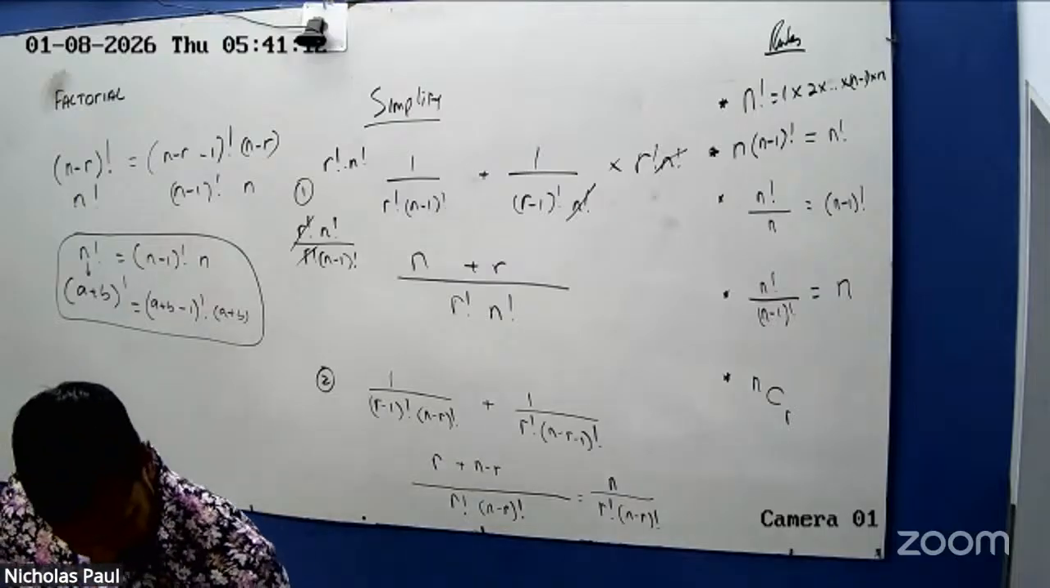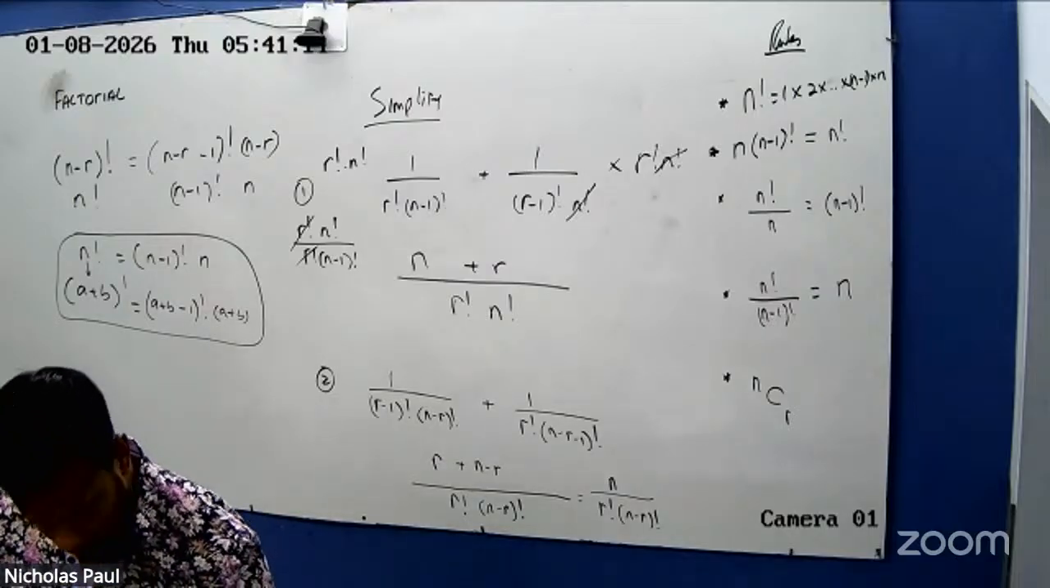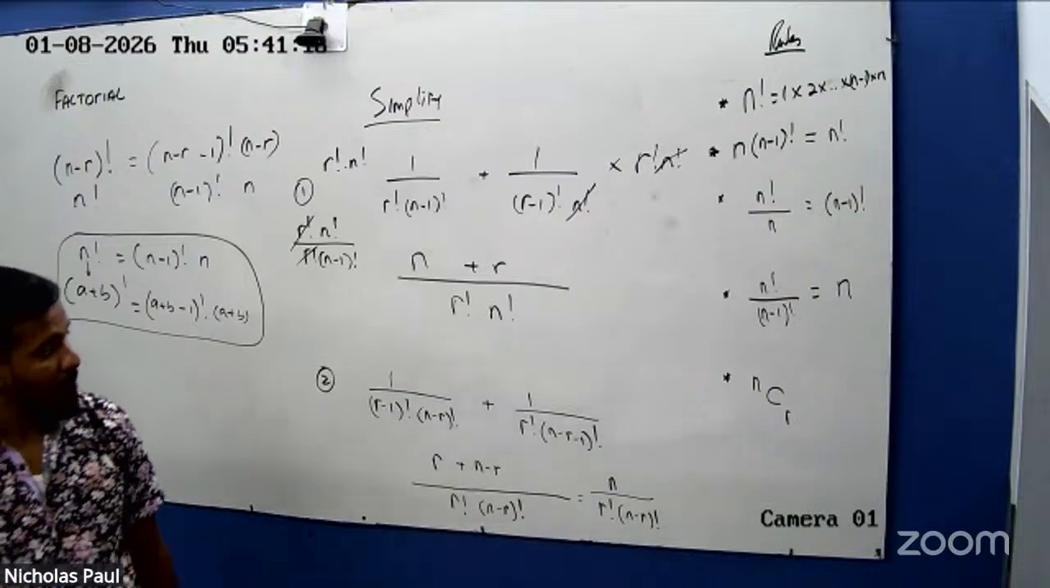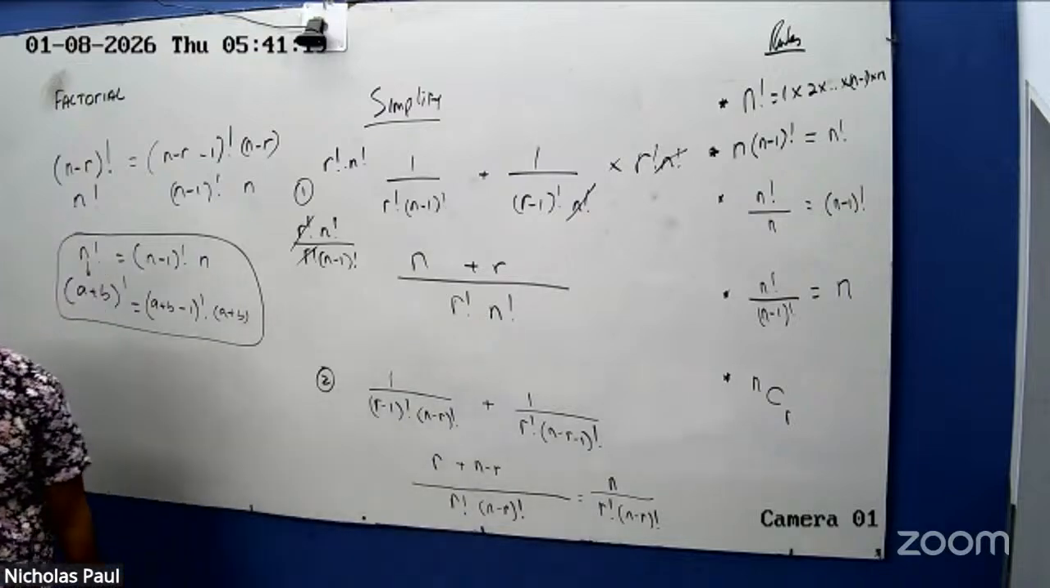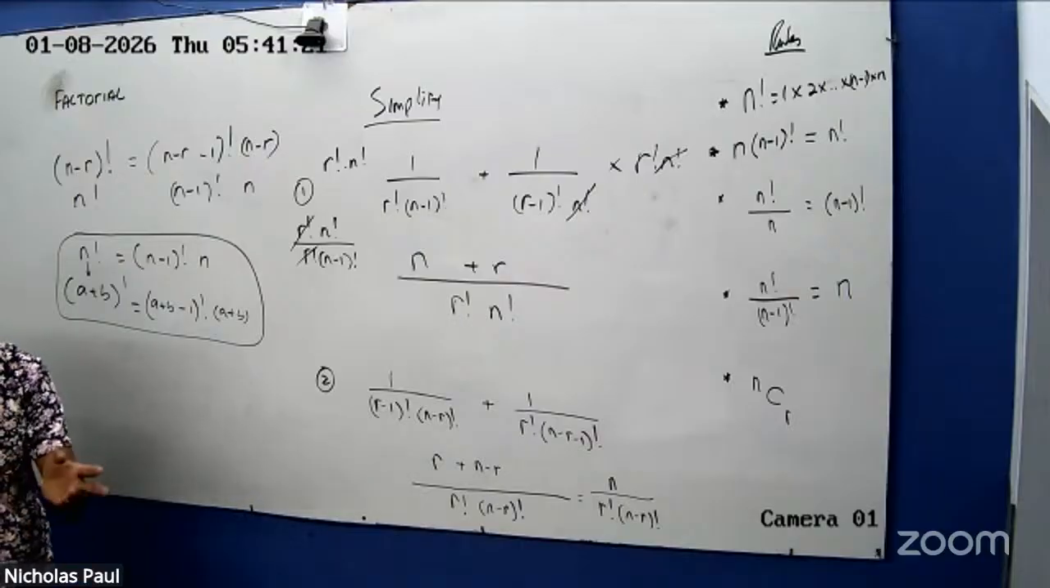It's not number one. What's that? NCR. Well, it's technically from module two. You're supposed to know module two before that.